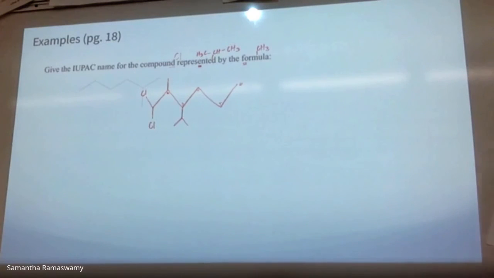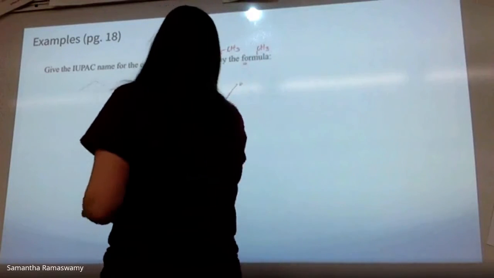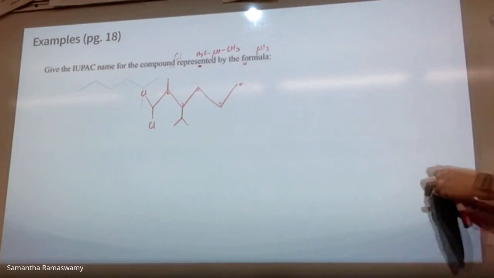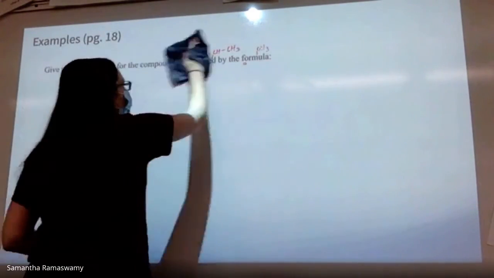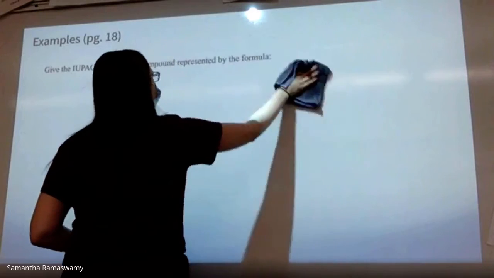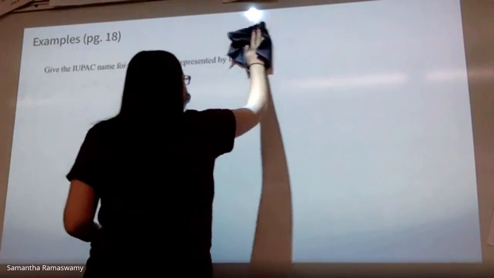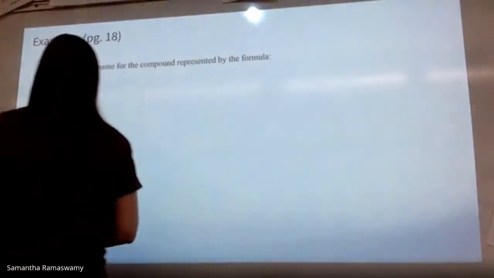So now, for the last 2 questions, we are going to try to name based on the bond line drawing. So we're trying to look at writing names, whether we have the condensed or whether we have the bond line drawings, just to be able to focus on any types of formulas. So the name for the compound represented by this structure.